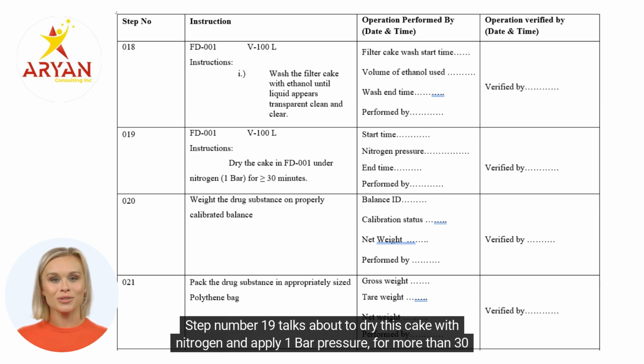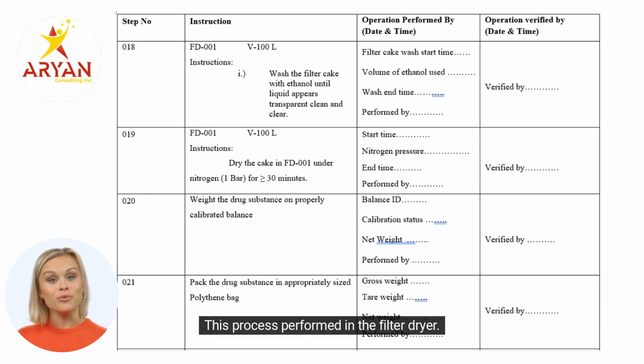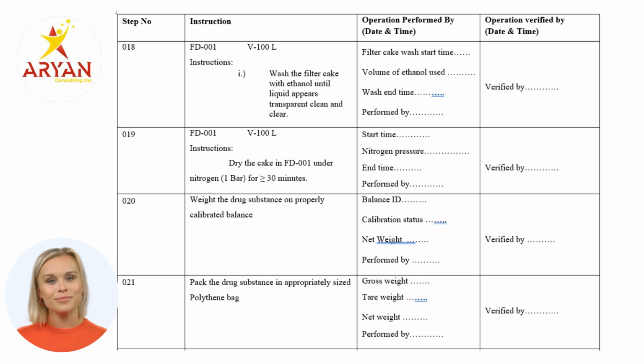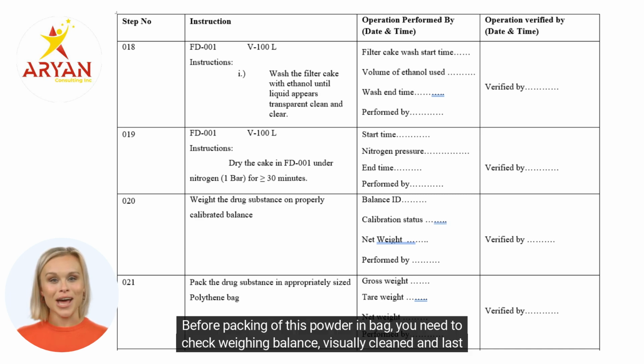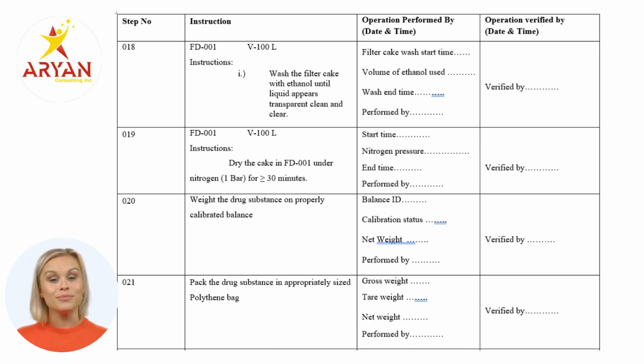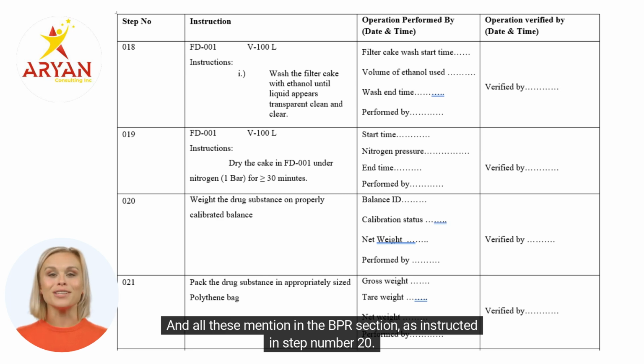Step number 19 talks about drying this cake with nitrogen, applying 1 bar pressure for more than 30 minutes. This process is performed in the filter dryer. After drying, this cake will not convert into a solid mass, it will remain in amorphous form or powder form. Before packing this powder in a bag, you need to check the weighing balance, that it is visually clean, and the last calibration date. Also, you need to perform the weighing procedure as instructed. And all these are mentioned in the BPR section as instructed in step number 20.